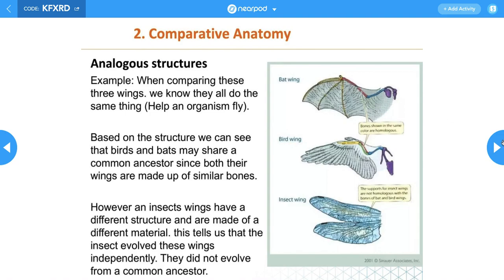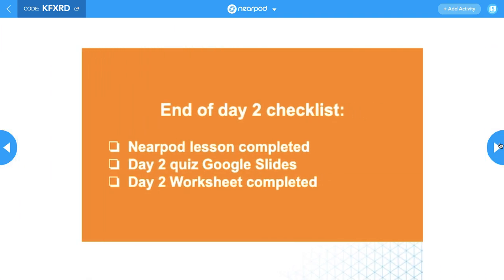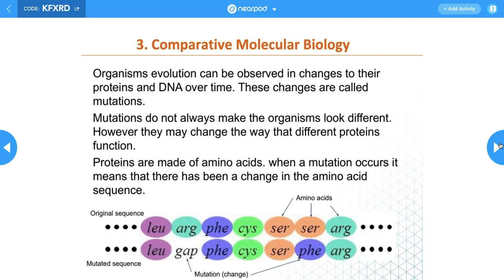They evolved separately. All right, so today we're going to move away from the physical bodies of organisms and we're going to dive deeper into their cells and into their proteins through comparative molecular biology. Now, comparative molecular biology is a newer field of studying evolution. This was obviously not around during Darwin's time, so he would have never been able to use this in his studies. But nowadays, scientists use comparative molecular biology for a lot of different things.